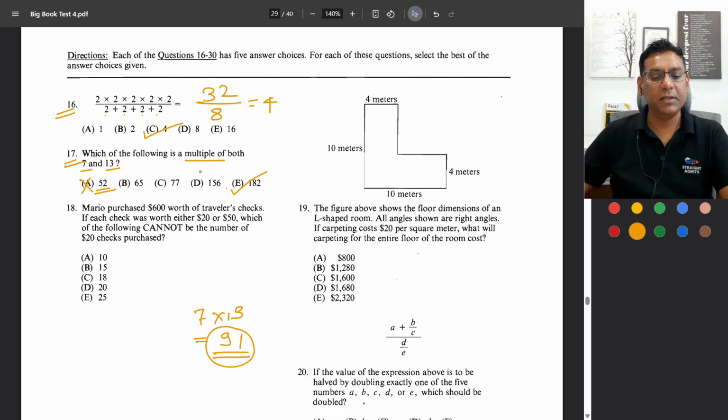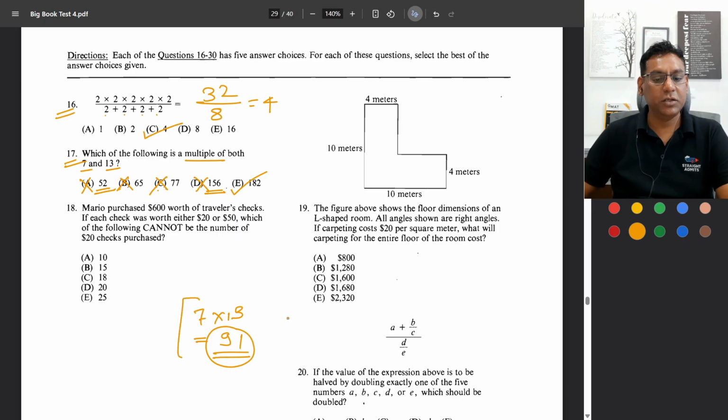Okay. But the other way also, what you could do is you can verify each number. This is not a multiple of 7. This is also not a multiple of 7, right? This is a multiple of 7, but this is not a multiple of 13. 77 is not a multiple of 13. 156 is a multiple of 13. It's not a multiple of 7 though. 154 is a multiple of 7, so 156 is not, right? So that also you could do.